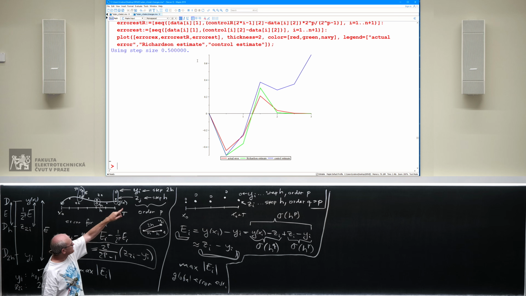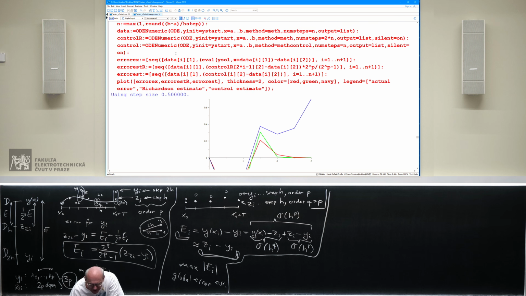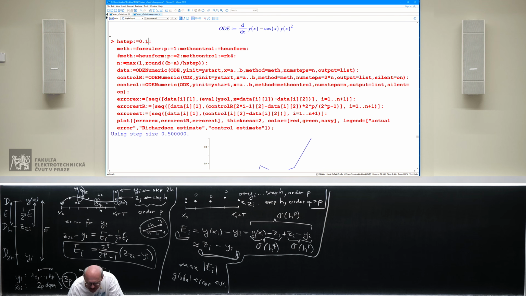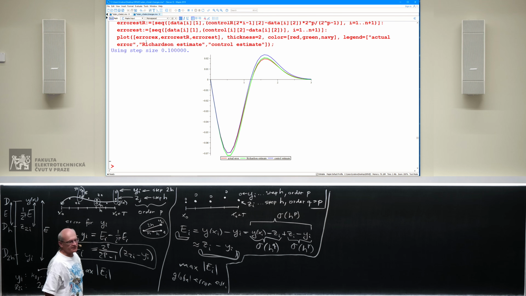The blue curve uses the control method of order 2, but the control method runs away from the actual solution. And that's why if you use it to approximate the solution, you are making a big mistake. So there is a big difference. But if we pass to a smaller step size, if we cure this instability, things should become much nicer. And they are. As you can see, the three curves, the actual error in red, the green Richardson estimate, and the blue control method estimate, are all close together. So even for such a complicated situation, this still works okay.